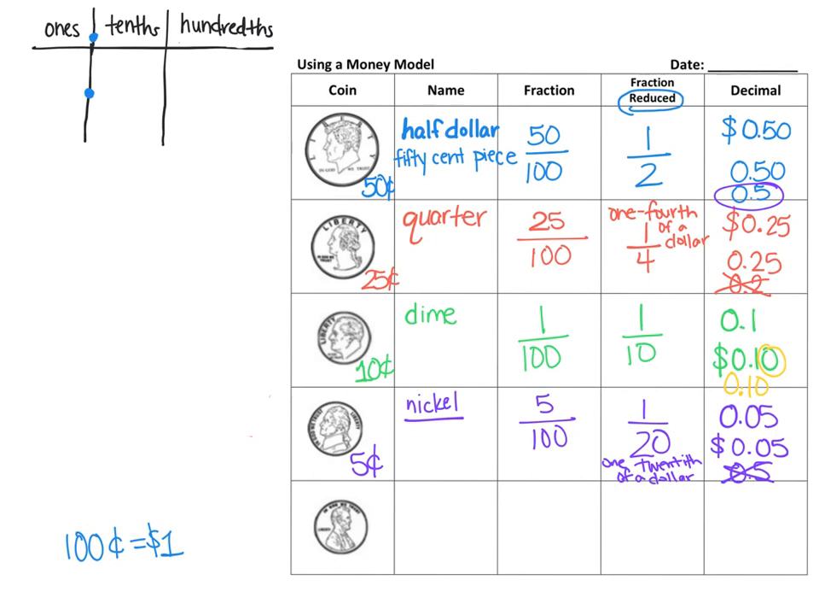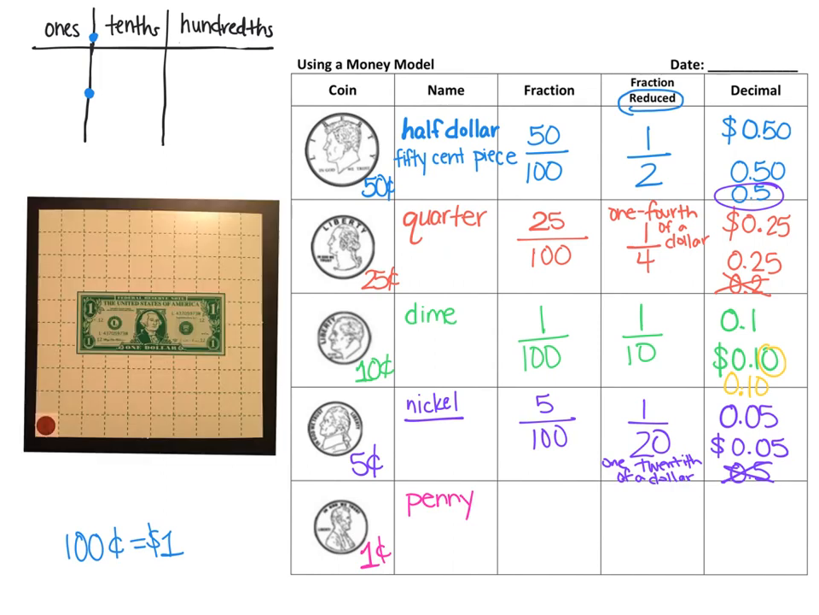Now, last coin, but certainly not least, is the penny. A penny is worth how many cents? 1. On this money mat, you can see the penny only takes up 1 square. So we can see that the penny is worth 1 out of 100 total squares. We can't reduce 1, so this is the same. It cannot be reduced. It's still 1/100th.